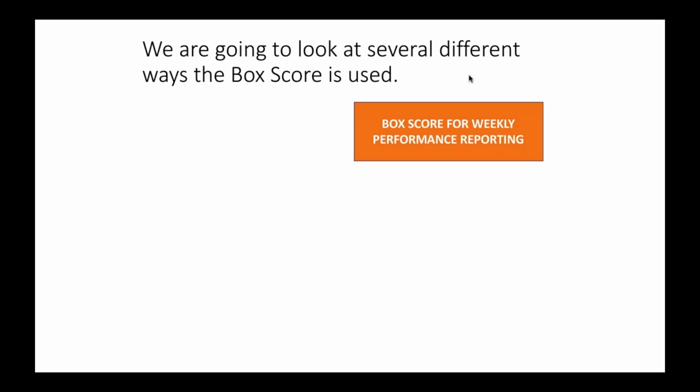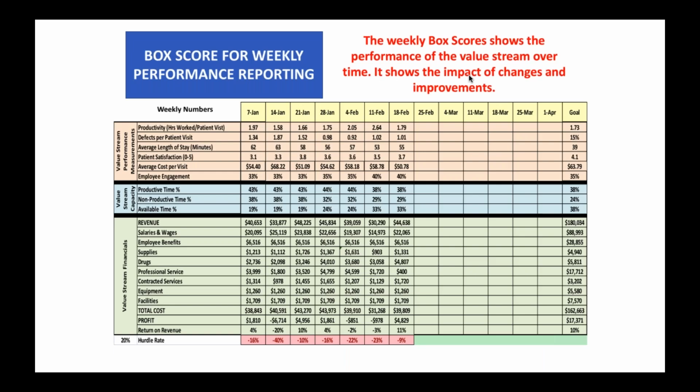So the first example we're going to look at is weekly reporting. This is really done at the value stream level. A value stream owns the box score. It's theirs. They should be heavily involved in the calculation of most of the box score. Obviously, they can't get the financial information, but you want them to own it, because when you have ownership, you have accountability and responsibility, and the overall goal of the value stream is to improve the box score over time.